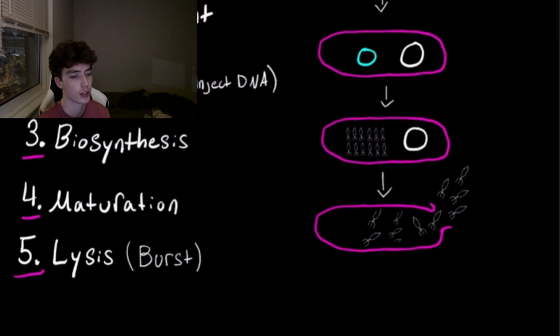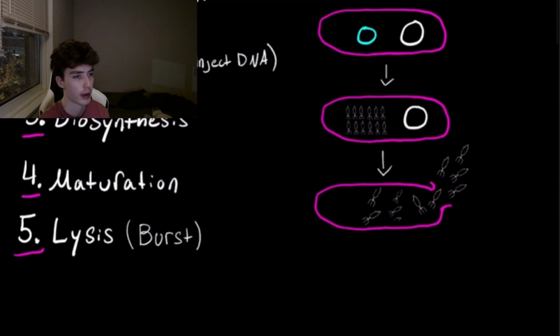So biosynthesis is when the viral genome is going to take over the host cell's machinery and command it to make and replicate a bunch of its viral genome, a bunch of its viral DNA. It'll also command the host cell's machinery to create proteins that'll be the phages' capsids, coats, tails, etc.